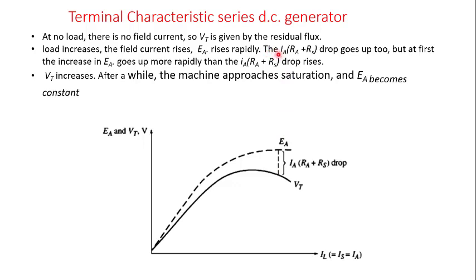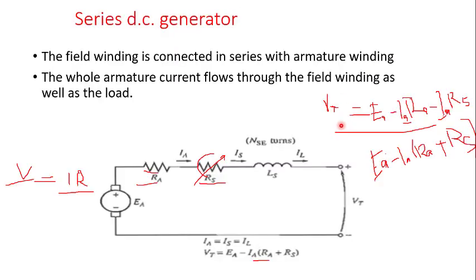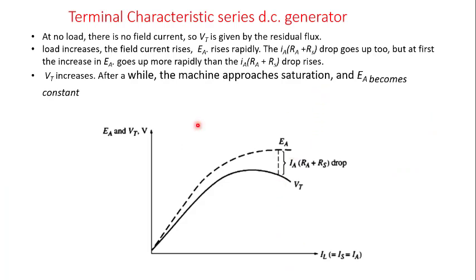So now let's see what happens. The drop I_A into bracket R_A plus R_S bracket close goes up too, now that E_A is increasing. This drop is also increasing. So at the end of the day, what happens?